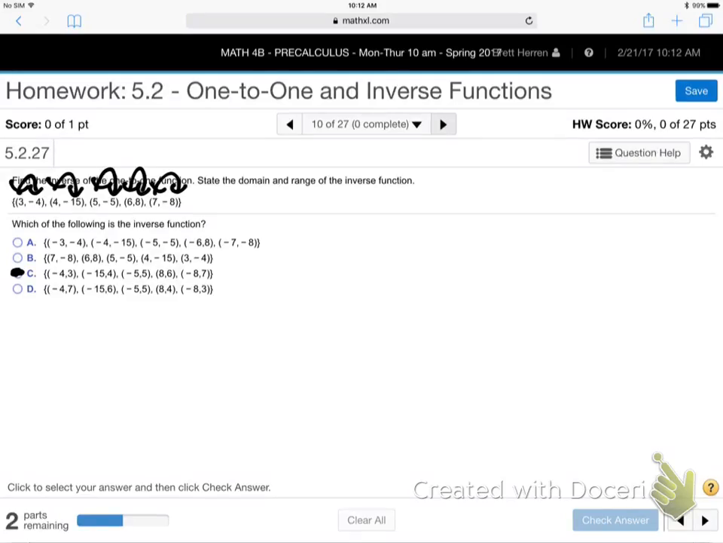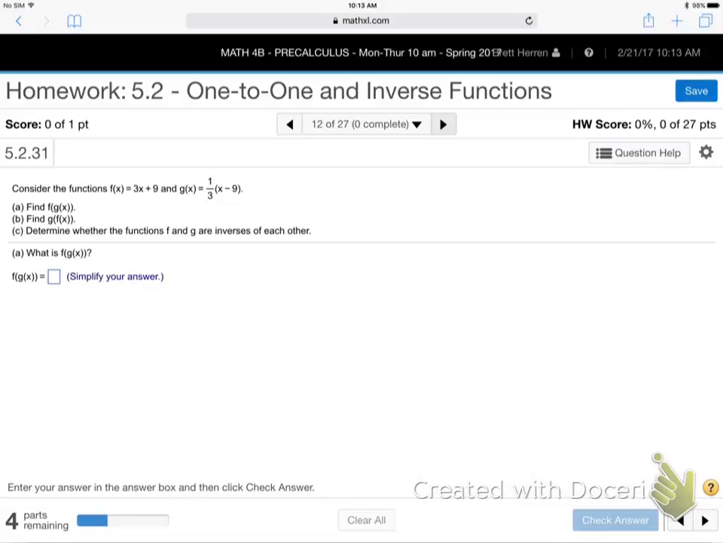Not equations, but function notation. Okay, algebraic notation. All right, so what do they want me to do? In part A, they want me to find f of g of x. That's what you did in last night's homework, right? So they want me to take g and put it into f. So we can do that. We did that last night.